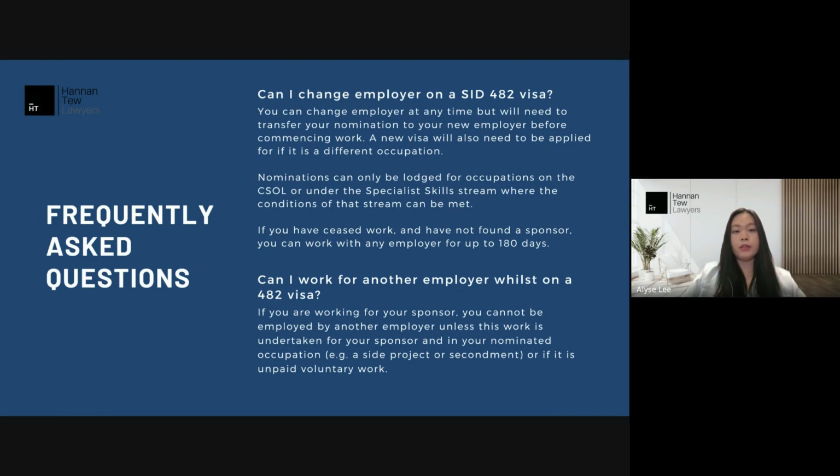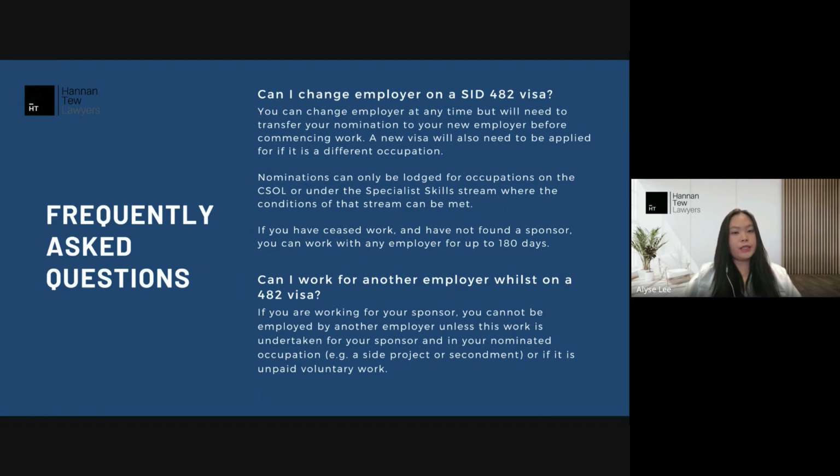Nominations can only be lodged for occupations that are on the CSOL, or if it's not on the CSOL and they're earning above 135,000, they can lodge under the specialist skills stream. If they have ceased work, and as part of their visa conditions they're not able to find a sponsor, then they can still work for any employer for up to 180 days. If they're not able to find or transfer the nomination within that 180 days, then they will need to apply for another visa or make arrangements to depart Australia.